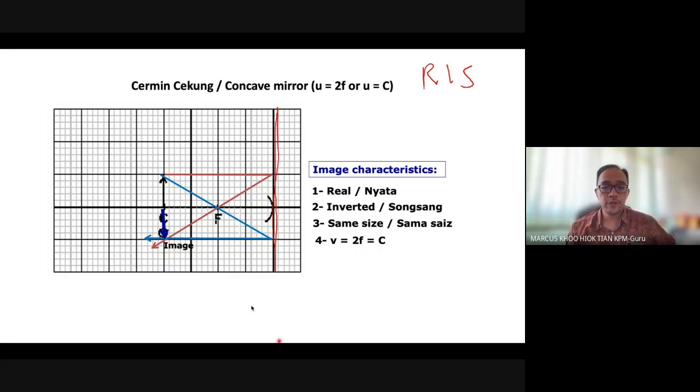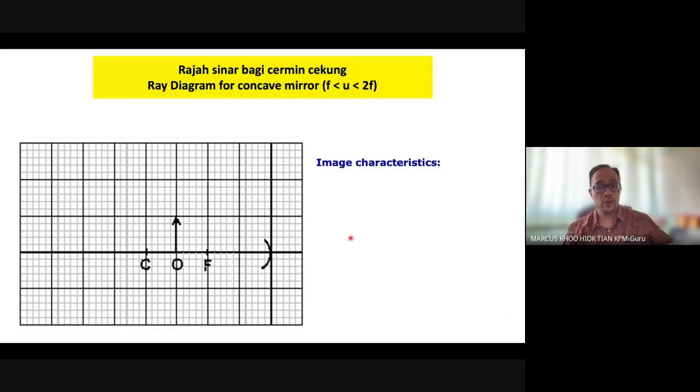All right, let's move on to the next drawing. We are expecting this. We are pushing the object further and further nearer to the mirror. So this is supposed to be real, inverted, magnified. First drawing: parallel to the F. Okay, first light ray.